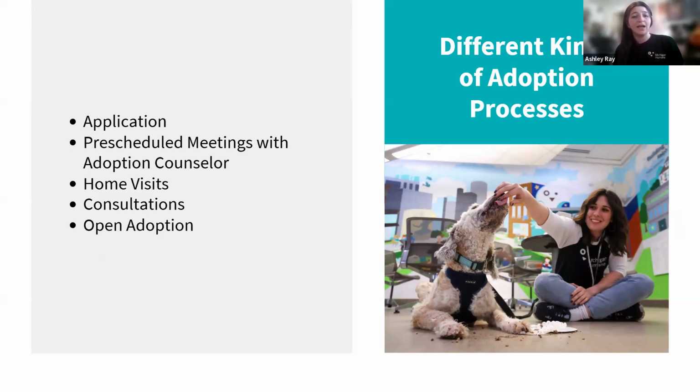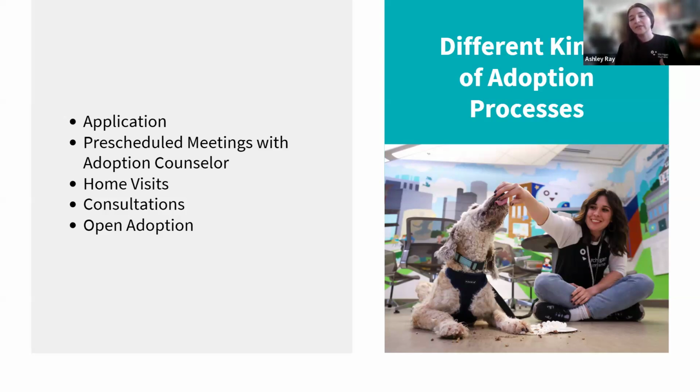So some people might have an application that they require ahead of time, whether that's online or for you to fill out in person. When you come to the shelter, sometimes people do an application process on site and then still have a waiting period. Some other places do pre-scheduled meetings with adoption counselors, so they might come in and talk through how the process might look for an animal they're interested in, in a specifically scheduled meeting time. Some places require home visits.